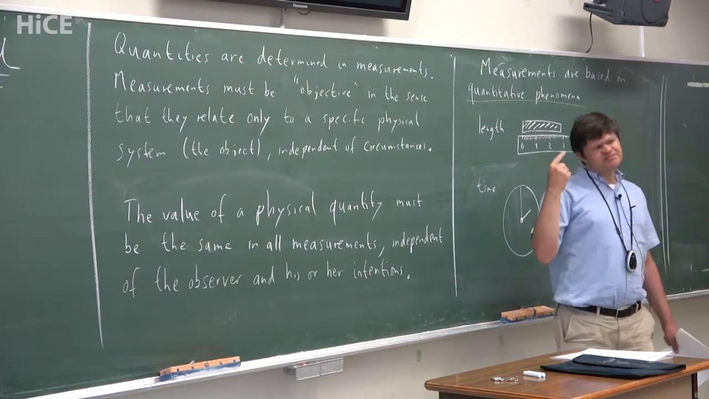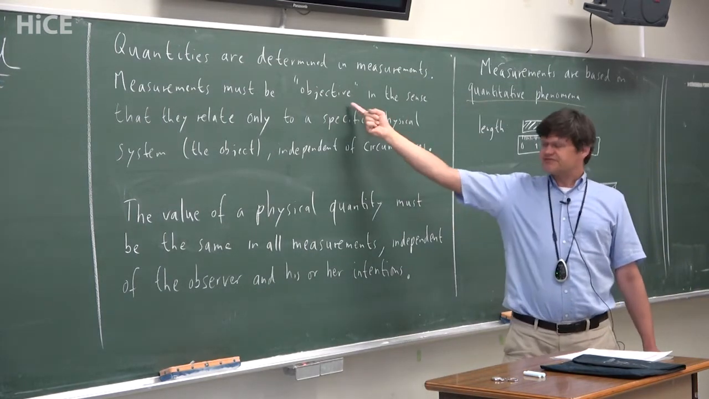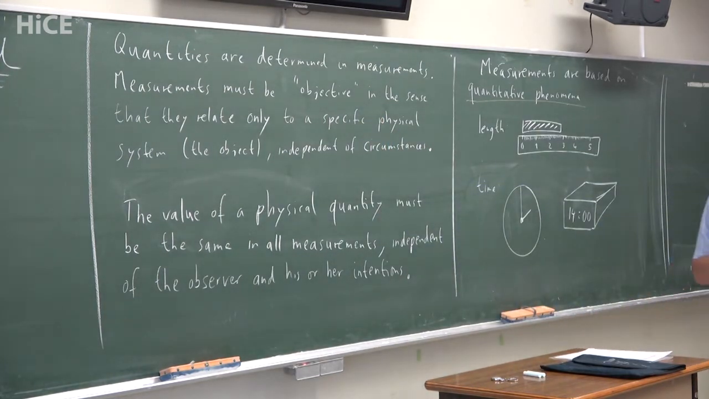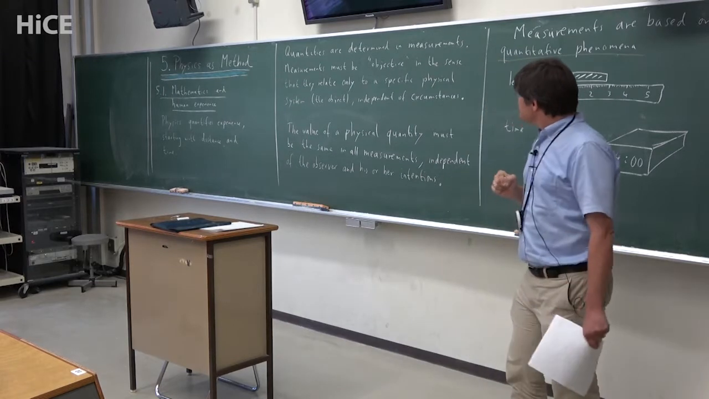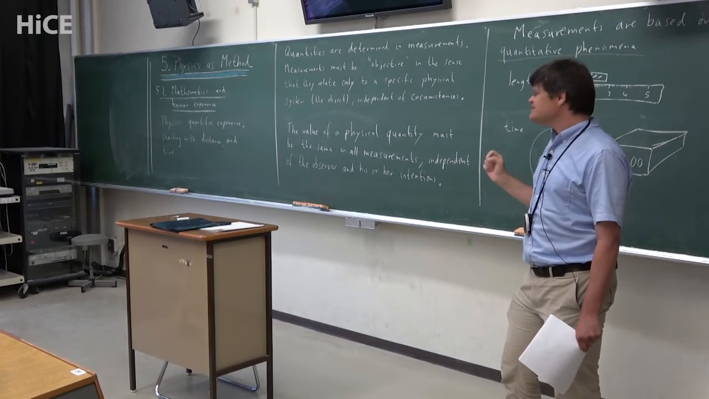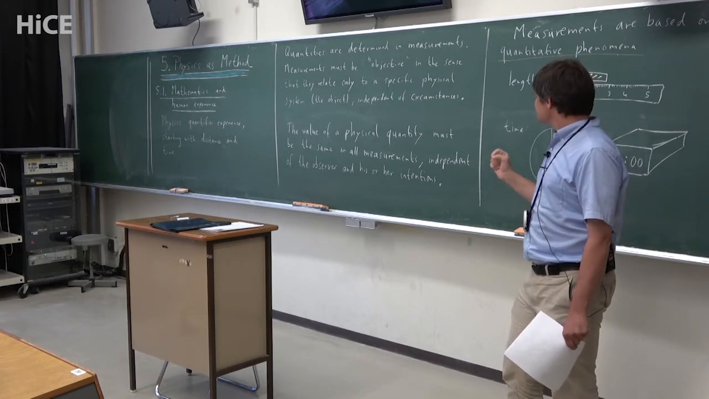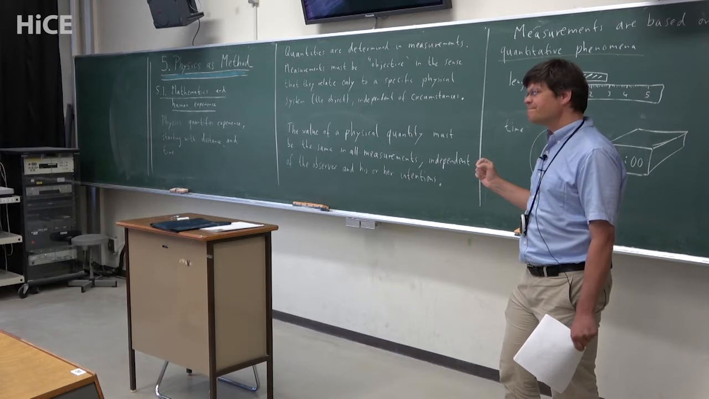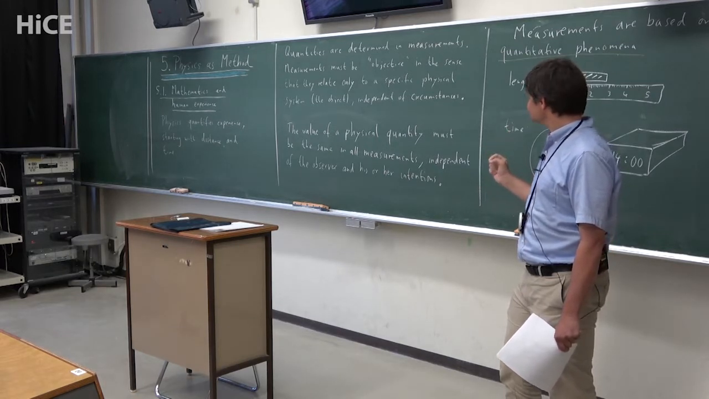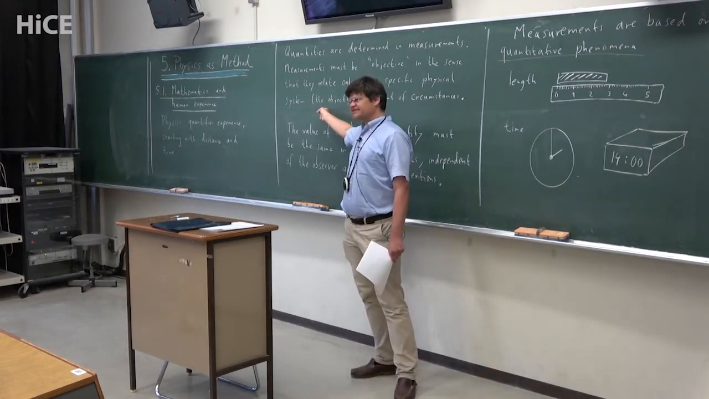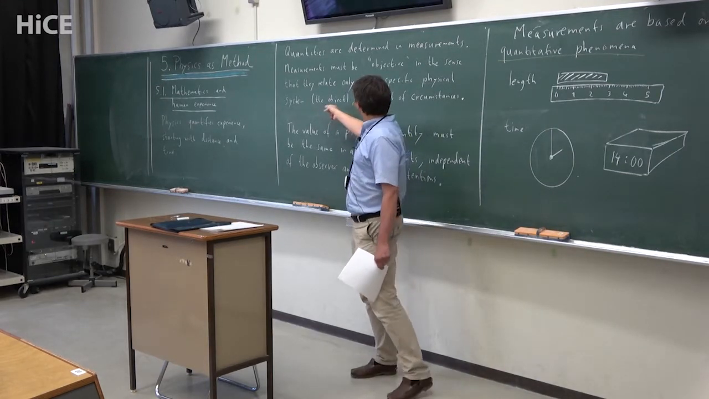And the measurement must be a procedure that is objective. This is actually a key point. What does objective mean? Objective for the physicist means that we know exactly what specific physical system the measurement refers to. The physical system is called the object. That is why we call this objective.